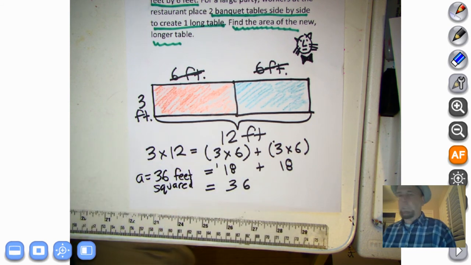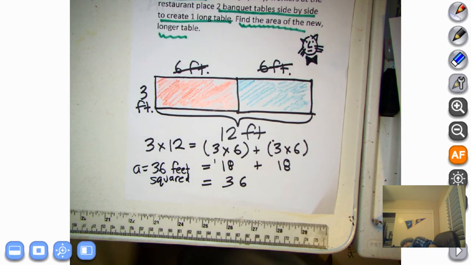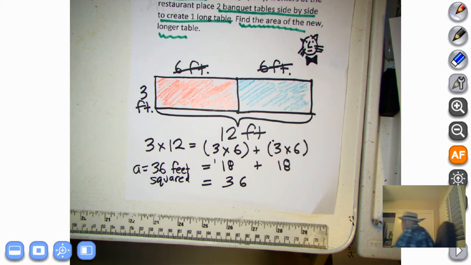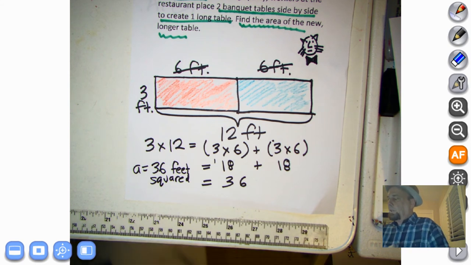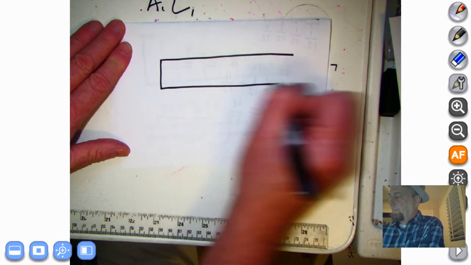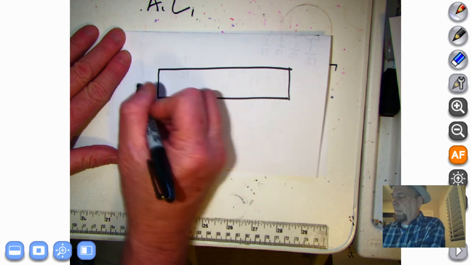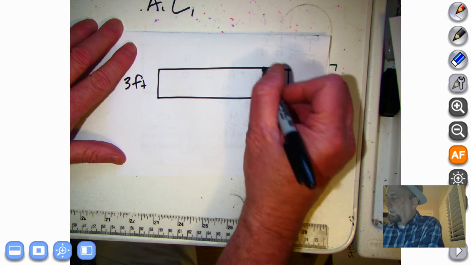There's another way we could approach this, and I think we should, because it's worth looking at an alternate way of doing this. Grab a new piece of scratch paper. Here we go. Let's look at the same problem again. We know it's 12 feet this way, the two tables put together. We have the 3 feet, and let's break it up so we can multiply a little easier. We're going to break it up with 10 feet.